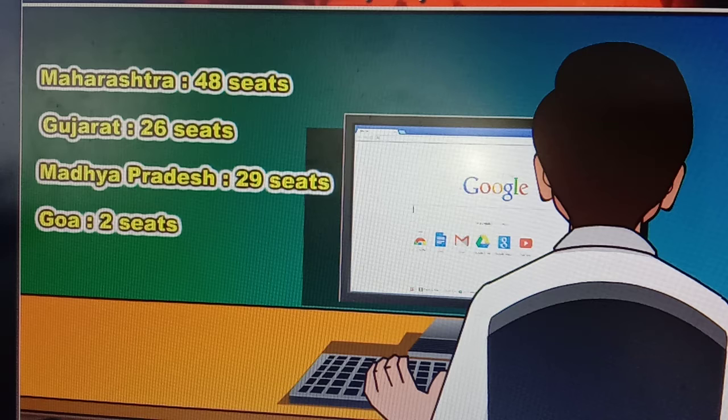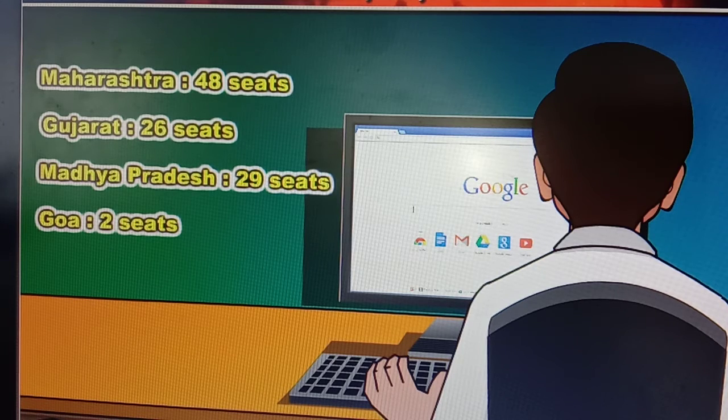Now why so few seats for Goa? Because Goa is a very small state and its population is very low. It means according to the population they finalize the seats for the Parliament. And which is the highest state? That is Uttar Pradesh, UP. 80 seats are elected from Uttar Pradesh for the Parliament. In this way, from all these states and union territories, Indian citizens elect the representatives.